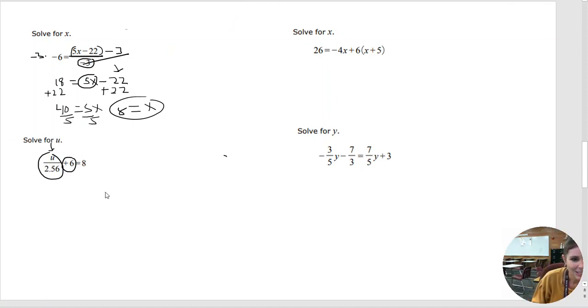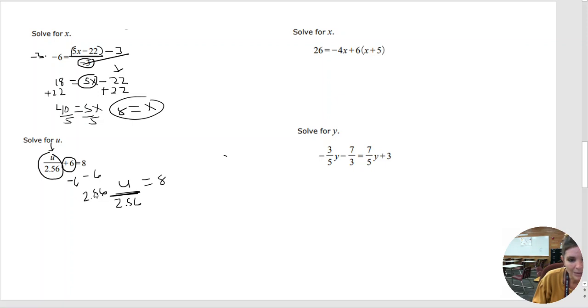So now we need to minus 6 from both sides. So now I would have u divided by 2.56 is equal to an 8. So to get rid of this division of 2.56, I need to multiply.